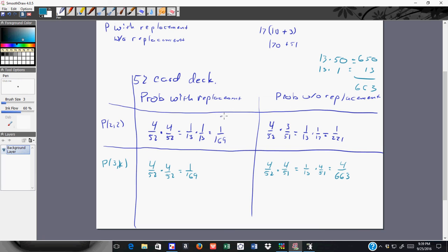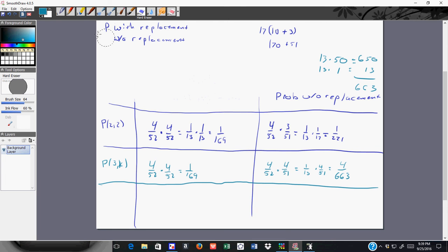Probability with and without replacement, not so bad. Sometimes they talk about a bag of marbles, and they'll say they have, let's just do one quick example, 3 green, 2 red, 1 white. Let's say what's the probability of getting 2 green?